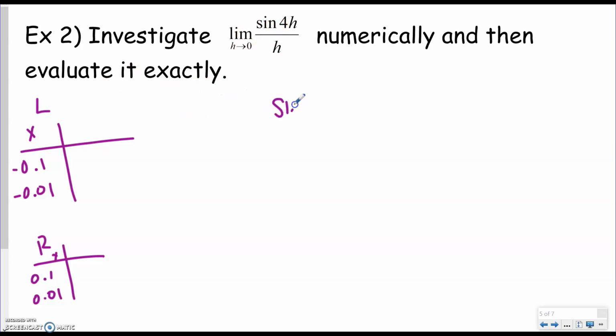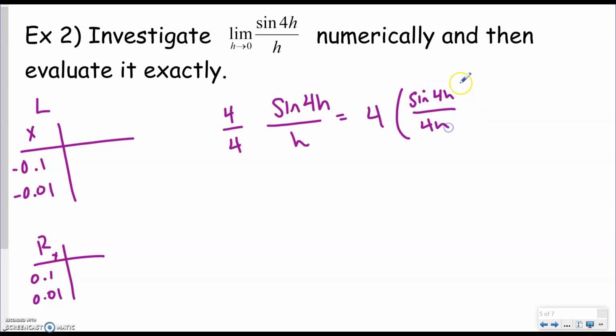But algebraically, sine of 4h over h, I'm going to do a little bit of manipulation because it's not possible to use substitution. I want this 4h to match my h over there. So I'm going to multiply this fraction by 4 over 4. What that does is rewrite it as sine of 4h over 4h times 4. Okay, if I let theta equal 4h, which is just a multiple of the value, I really have 4 sine of theta over theta.